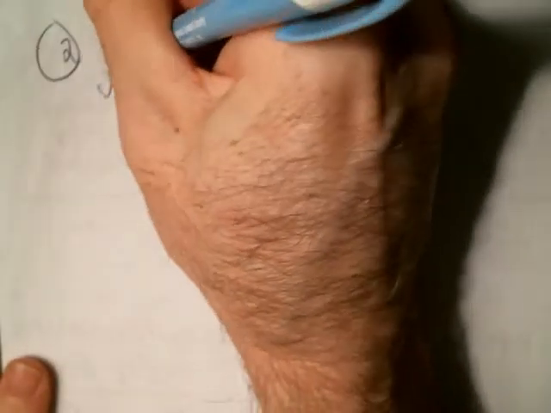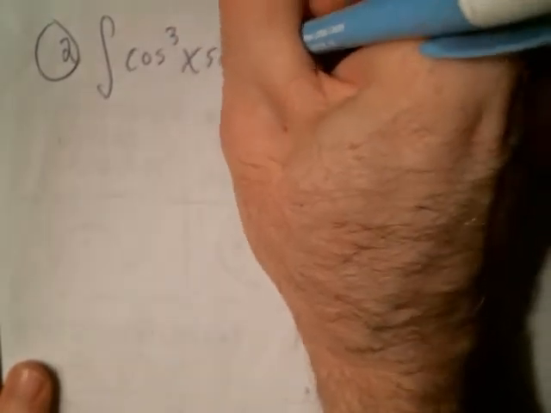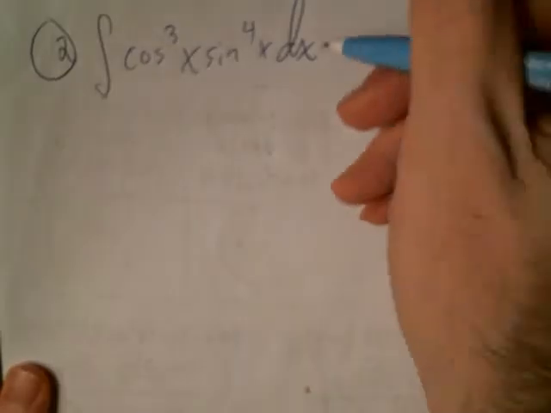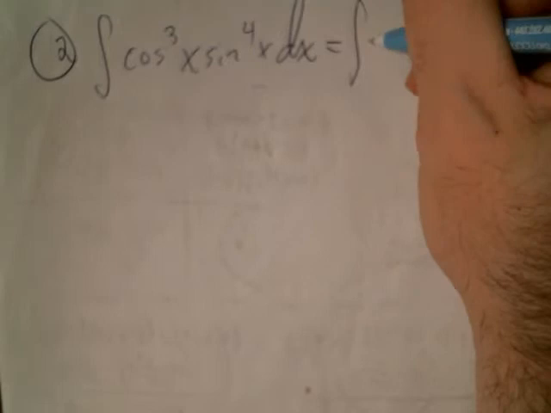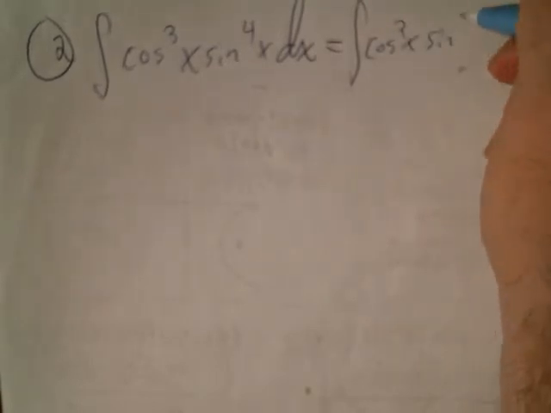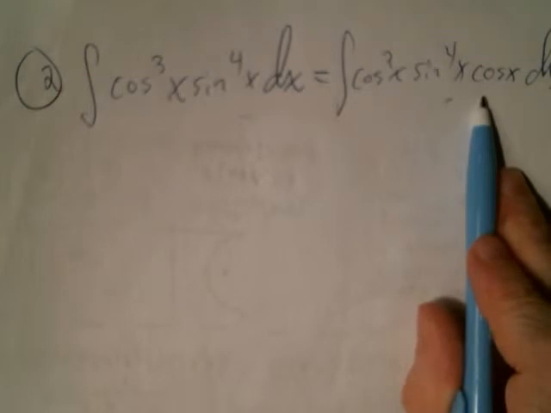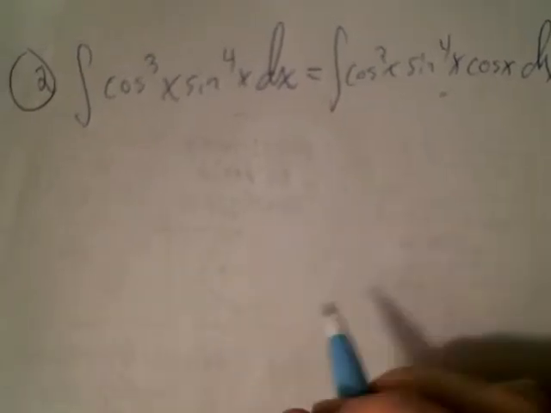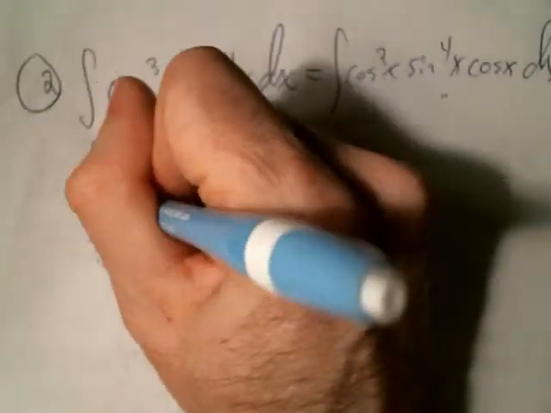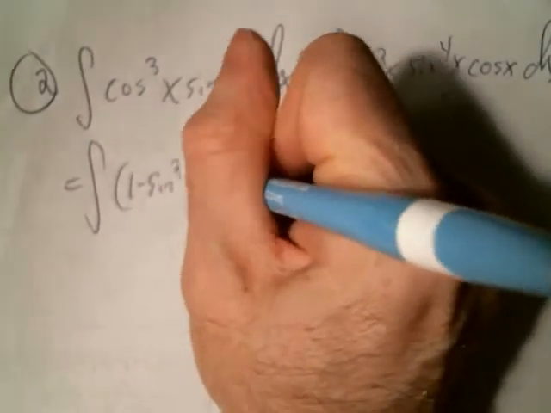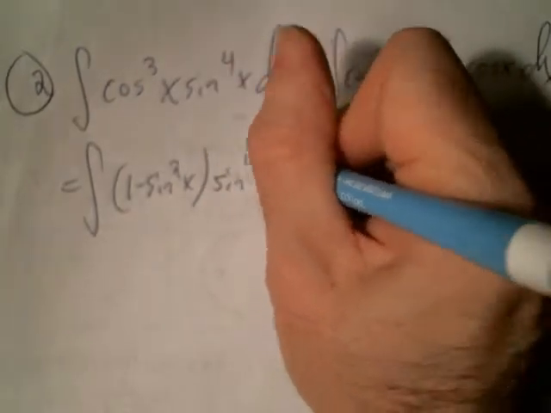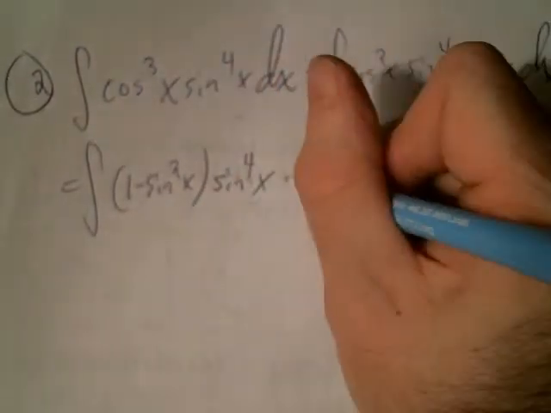So let's look at number 2. Here I have the version when cosine has an odd degree: cosine cubed x sine to the fourth x dx. In this case, you're going to push back a cosine. So I'll have the integral of cosine squared x sine to the fourth x times cosine x dx. Eventually we'll make our u substitution sine, so I want to get all of this in terms of sine. Cosine squared is the same as 1 minus sine squared, and then I have sine to the fourth x, and then cosine x dx.